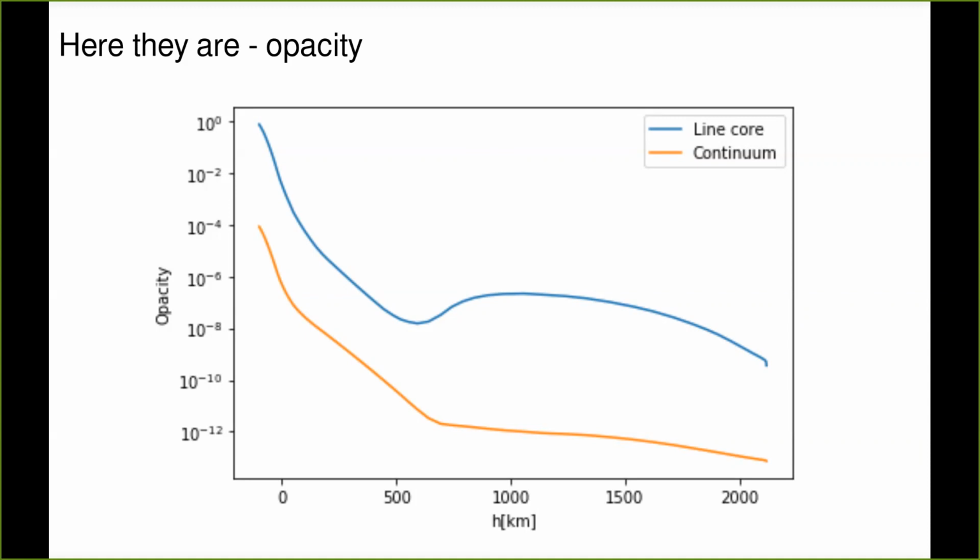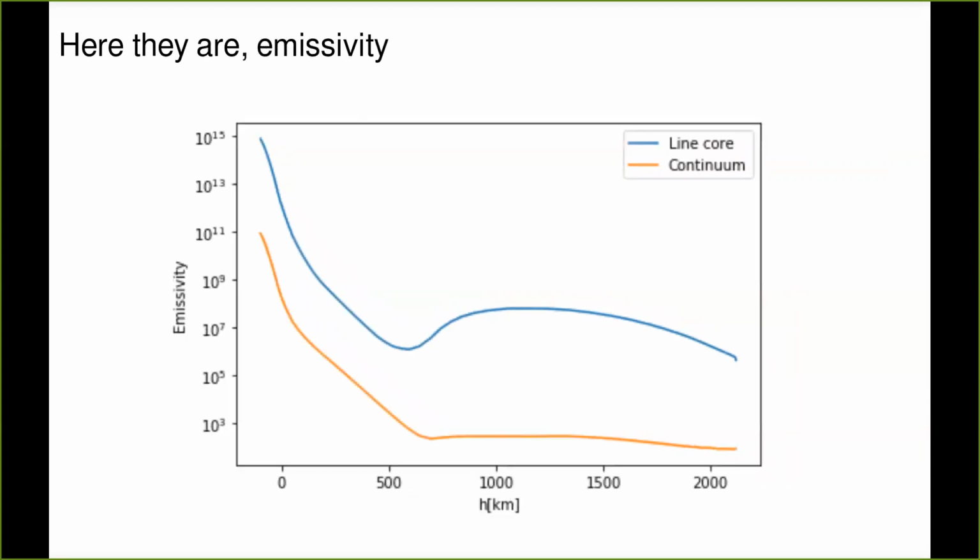Okay, and I just want you to see here that the line is much, much more opaque than the continuum, and we're going to see that later. It's going to translate into a dramatic difference in something that we're going to call formation height. If I plot emissivity, it's going to look very, very similar, and somehow we are already feeling that it has to be like that.